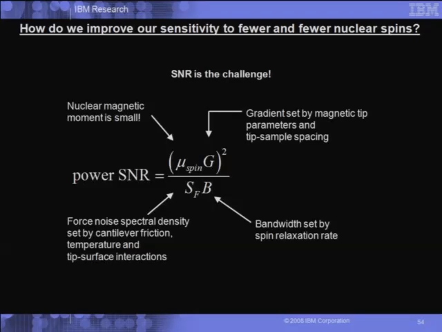On the noise side of the equation, you have some bandwidth here, which is basically set by your relaxation rates or your experiment. Usually you can't change this very much. But you have this thermal force noise, which is limiting you. And there are various things that go into here. There's the quality factor of your cantilever, the spring constant of the cantilever, and also some other kinds of interactions that I'll talk about just now.